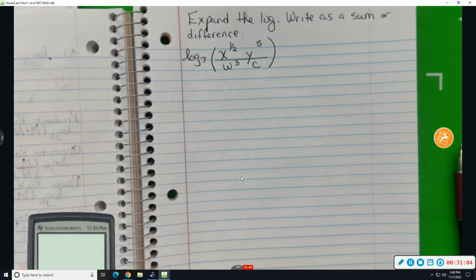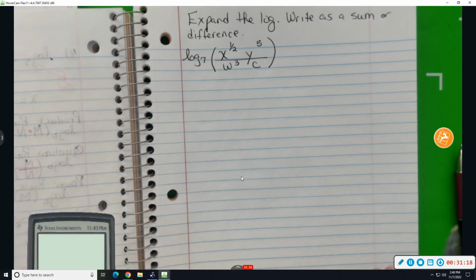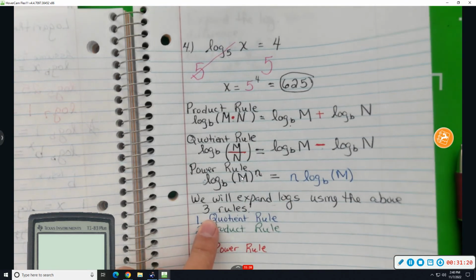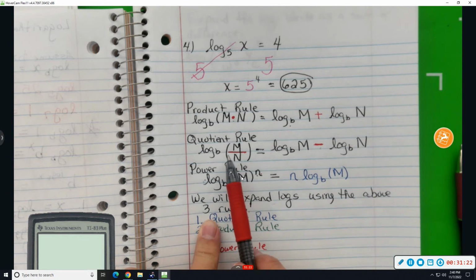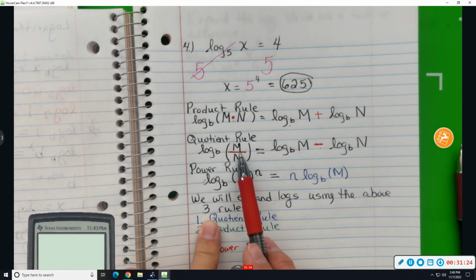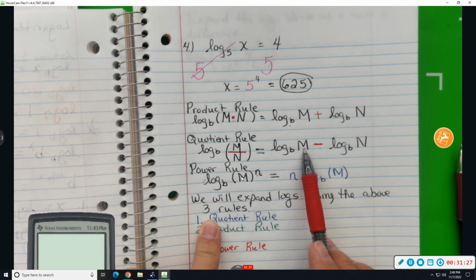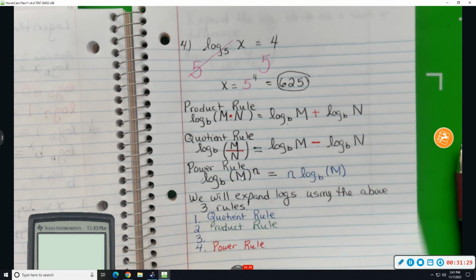In 10 minutes you'll be able to do this without showing any steps. But right now I'm showing you all the steps, and this is the only time I'll show you the steps like this. I'll go through these steps only once. First thing we're going to do is use the quotient rule. The quotient rule says if you have a fraction, you can go log top minus log bottom.